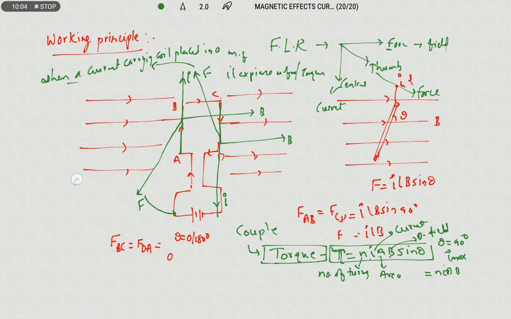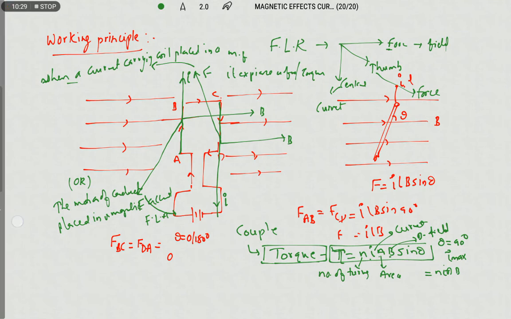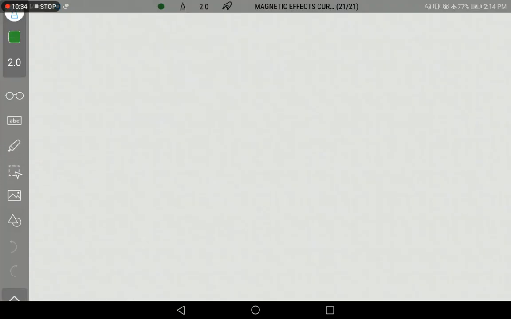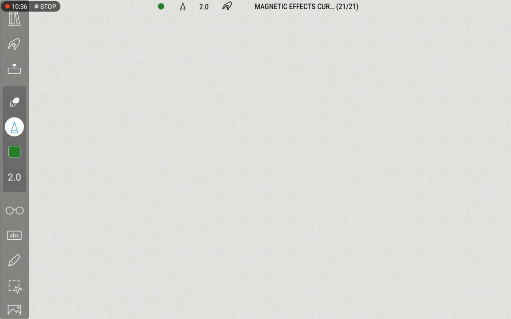In another way also we can say it works on the principle of the motion of a conductor placed in a magnetic field according to Fleming's left hand rule. So this is also known as a working principle of the electric motor. Now let us see the construction of the electric motor. Sir, what are the main parts of the electric motor?